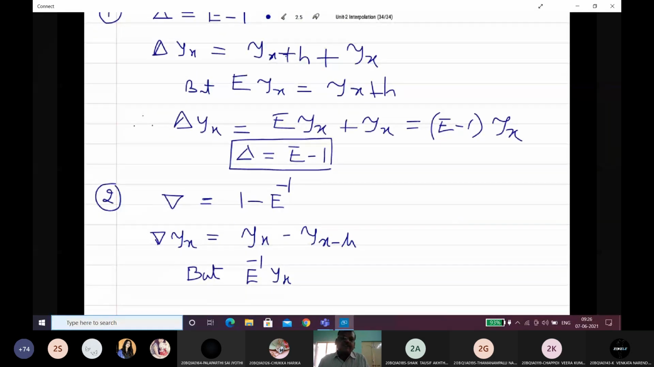But E inverse of y_x is equal to, what is E inverse of y_x? Anyone?